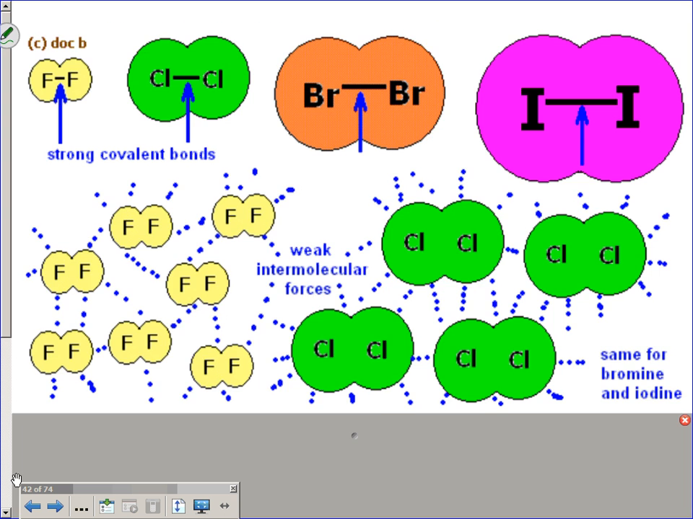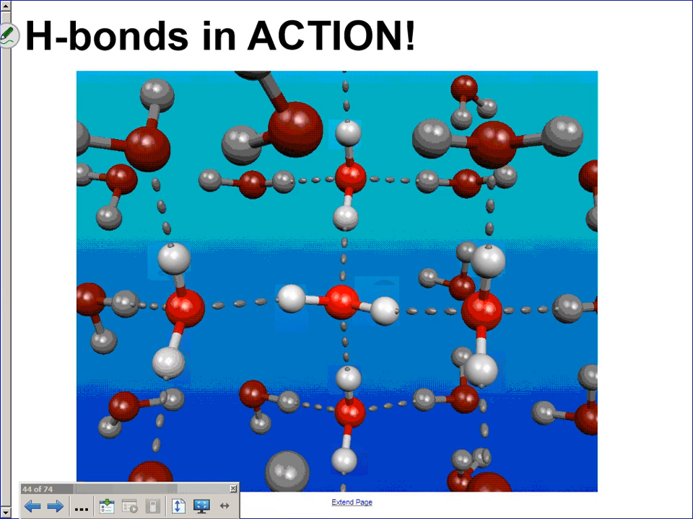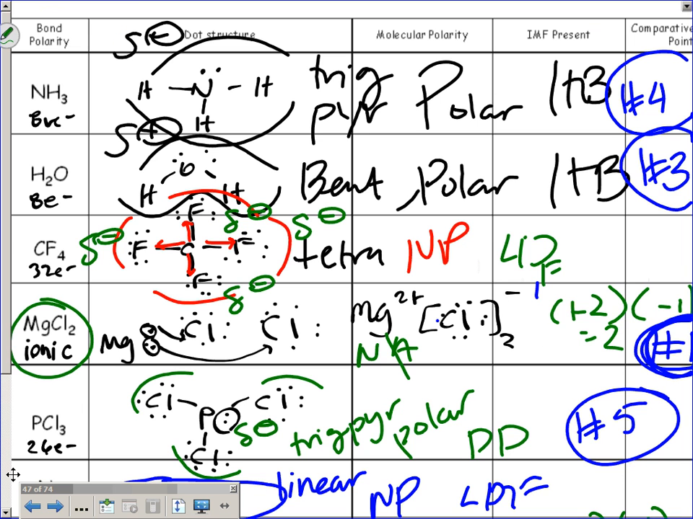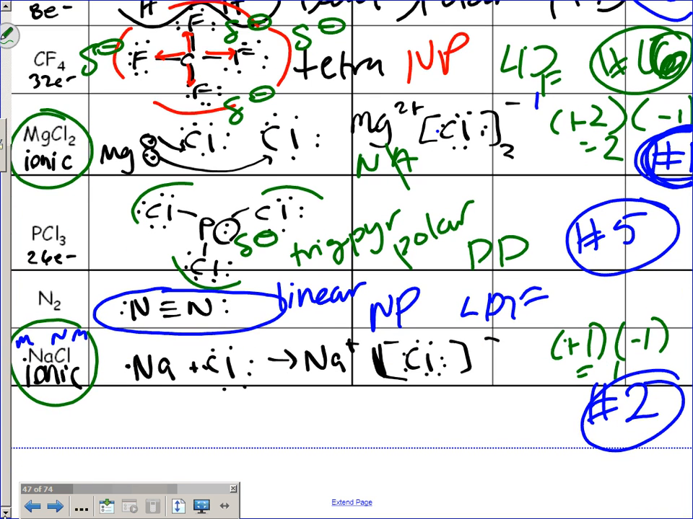Okay, so who's going to be number 6? Who's number 6? CF4. Number 6. And who's the one that has the absolute lowest boiling point out of all of them? N2. Where would you find N2 in the world?